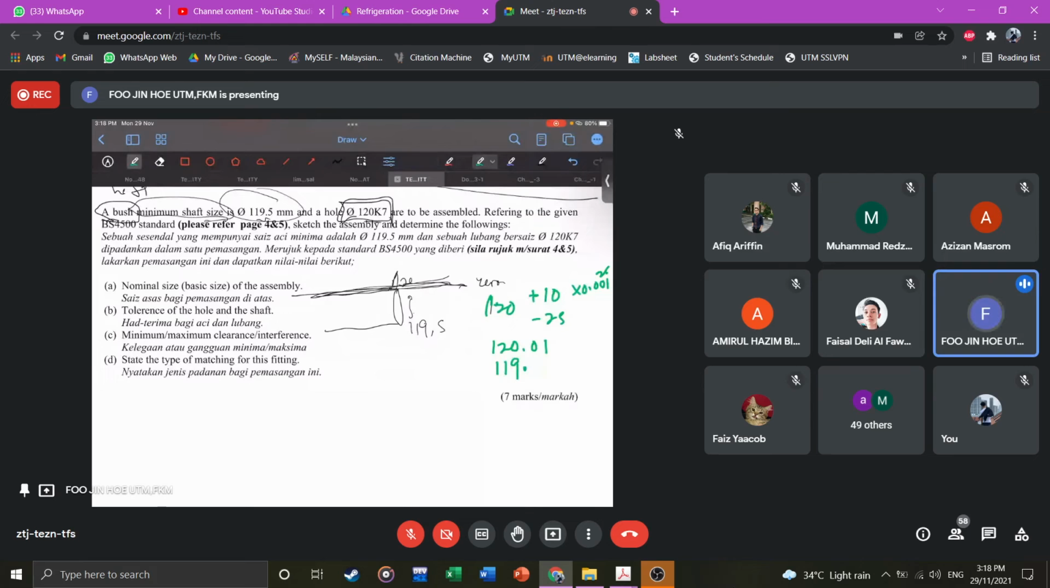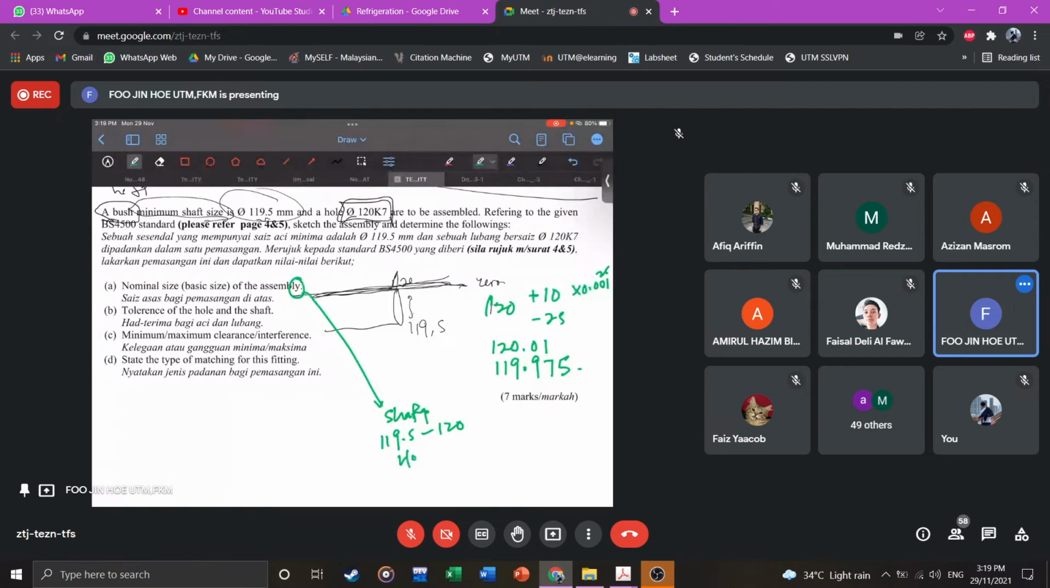120 minus 0.025. That gives 119.975. So the nominal size is, for the shaft, 119.5 to 120.